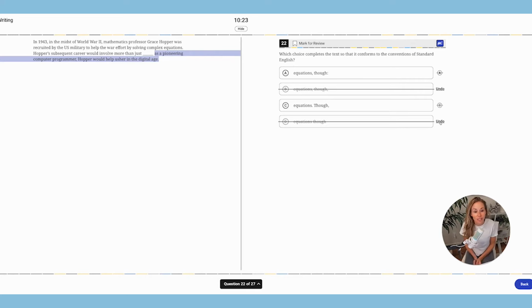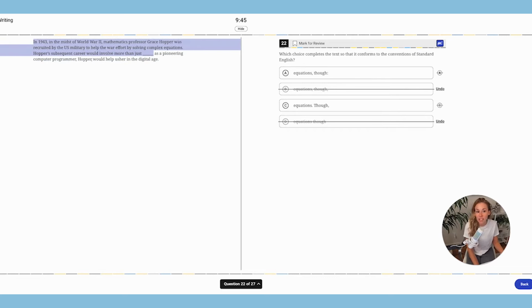Though is a contrast transition. Do we put it at the end of the sentence with the blank, or do we put it at the beginning of the next sentence? If we put it at the beginning of the third sentence, like answer choice C has it, that would mean that these two sentences are contrasting each other. So are they? If Hopper's subsequent career would involve more than just equations, as a pioneering computer programmer, Hopper will help usher in the digital age. This supports what they just said. It tells us why it's more than just equations. So these two do not contrast each other. So the contrast must occur with the first and the second sentence. So we'll put the contrast word at the end of the second sentence.